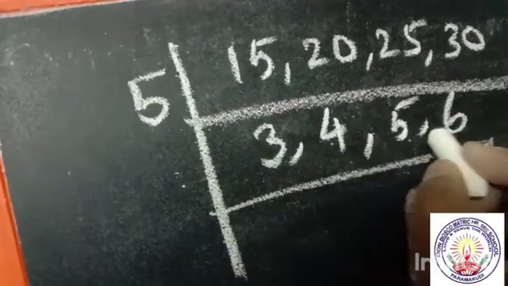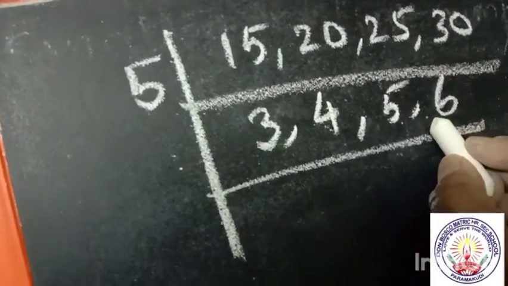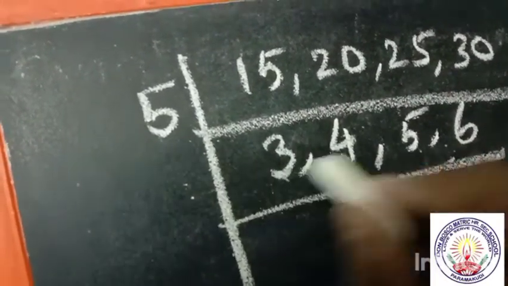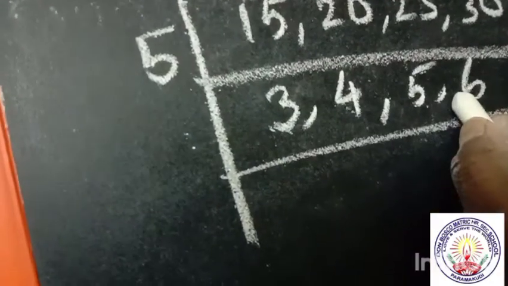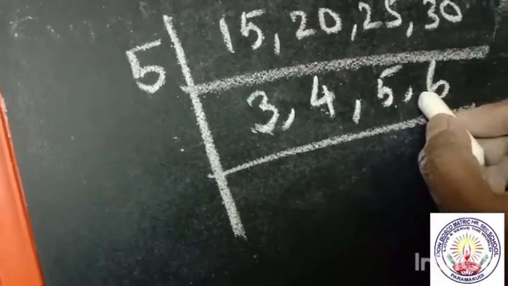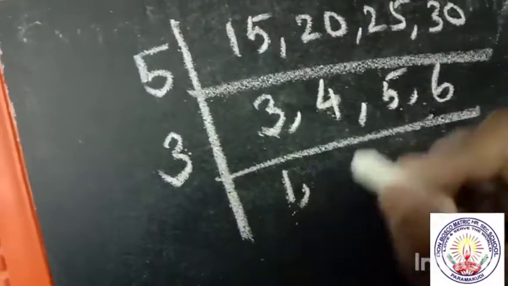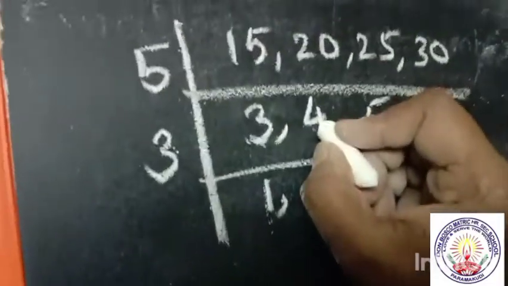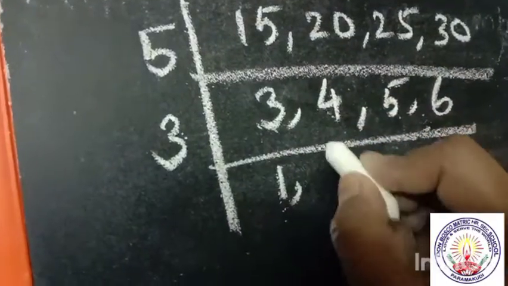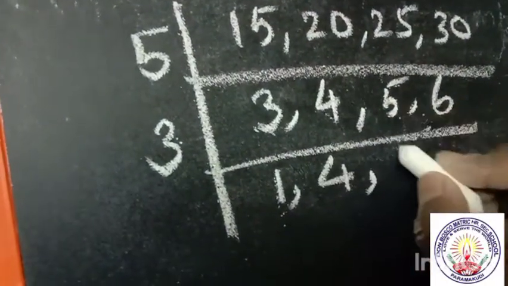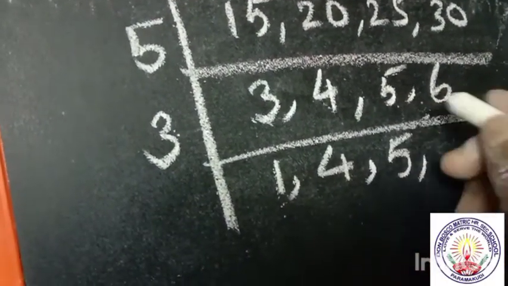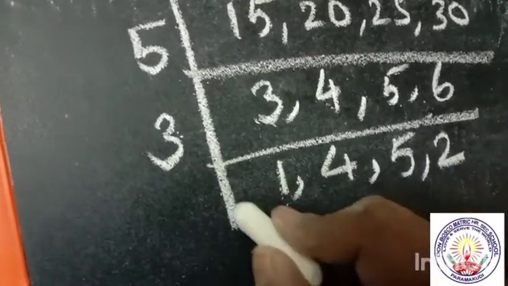Here 2 numbers are divisible by 2, and 2 numbers are divisible by 3. Your wish, you can take any number. I just take 3. 1 3 is 3, but 4 cannot be divided by 3, so I simply write 4. 5 also I simply write 5. And 2 3s are 6.